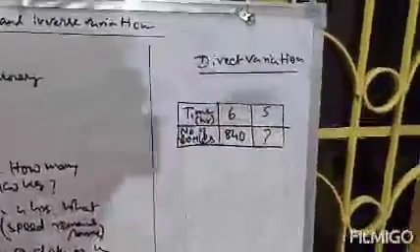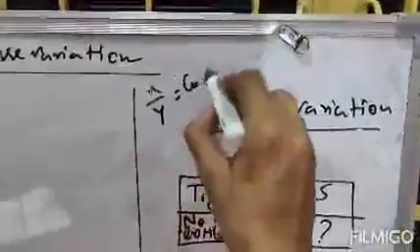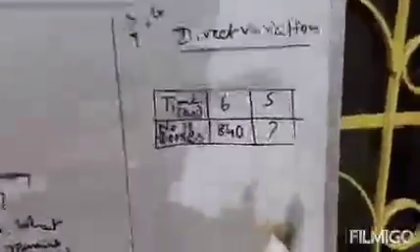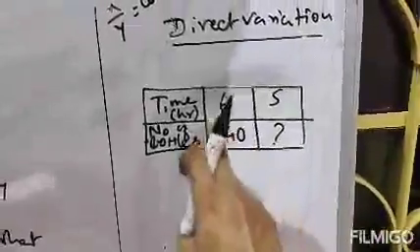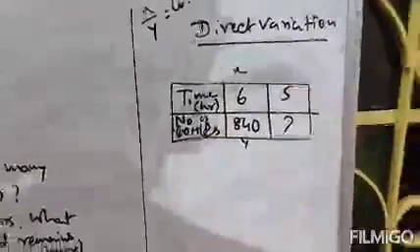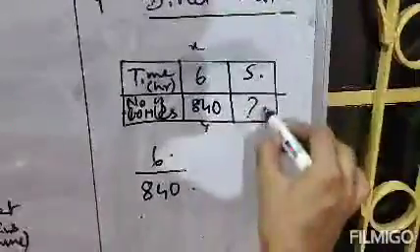In the case of direct variation, we know that the ratio of quantity x to quantity y will always remain constant. Clear? So how will we solve this question? This is quantity x and this is quantity y. That means 6 by 840 is x by y. This is x, this is y. And in this case this is also x, this is also y.